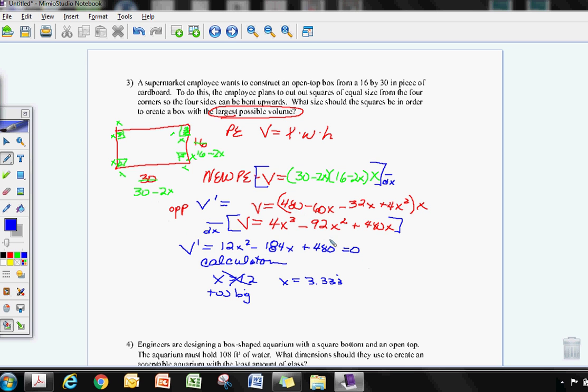Plug 3.33 in. So if you had 30 subtract 2 times 3.33, and then your 16 subtract 2 times 3.33, I believe you're going to find that your dimensions are going to be 23.334 by 9.334, and then by 3.333. Okay, almost done. Last problem.